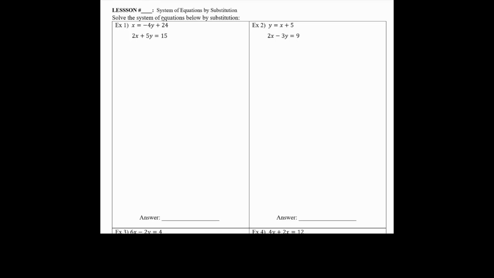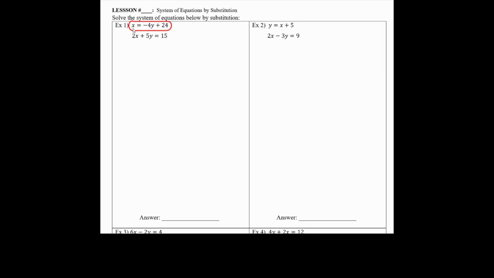Hello and welcome. Today's lesson is going to be about system of equations by substitution. In order to solve by substitution, we need to have one letter by itself. It does not matter if it's X or Y. So when I look at first example, I see that the X is alone. So I'm going to put a circle around the equation with the letter that is alone.